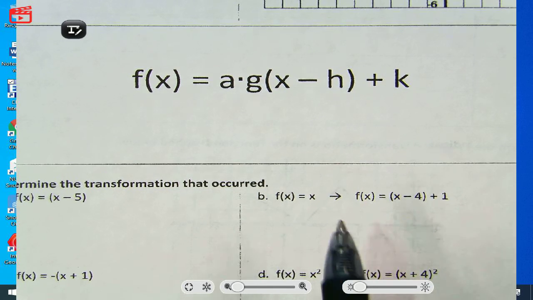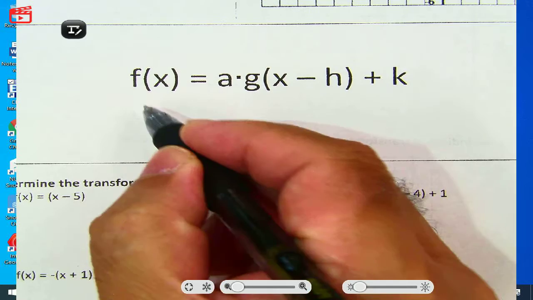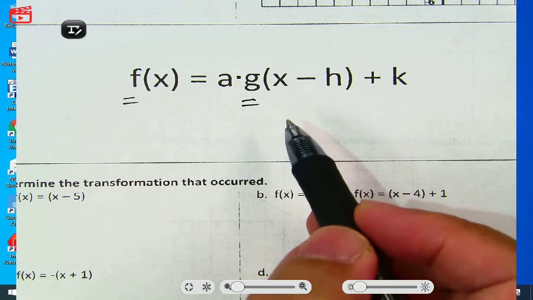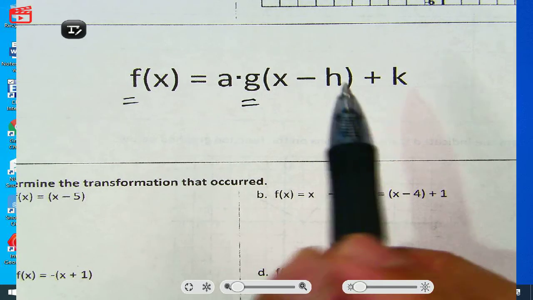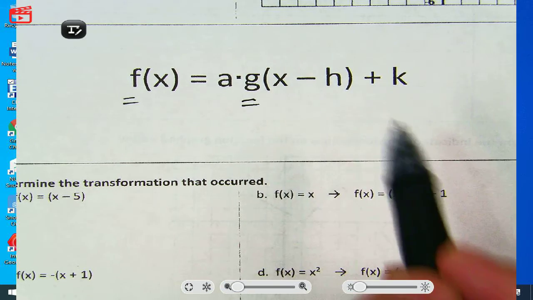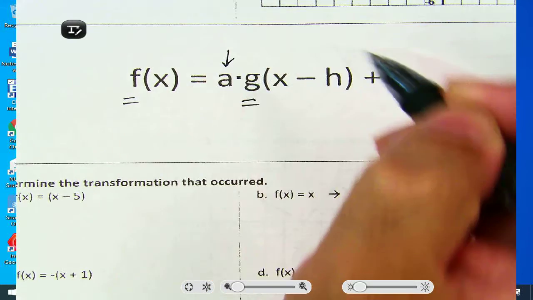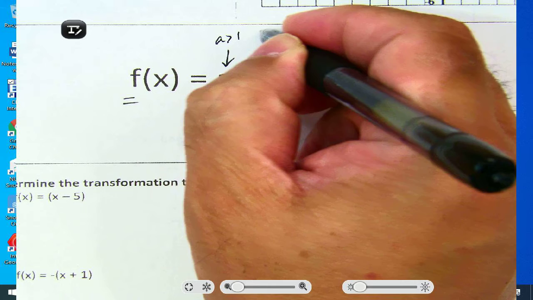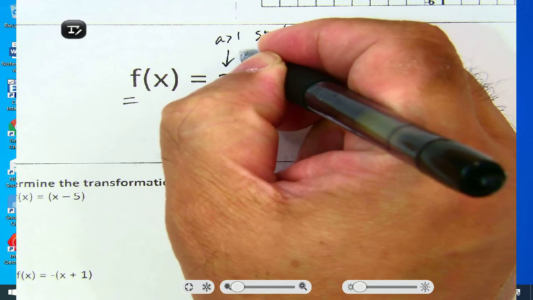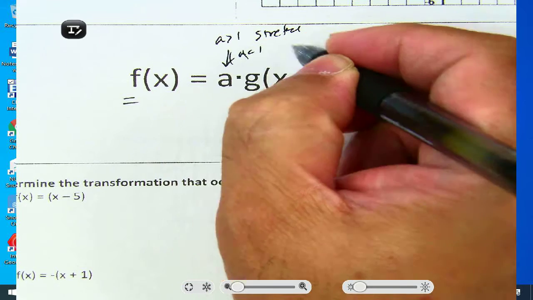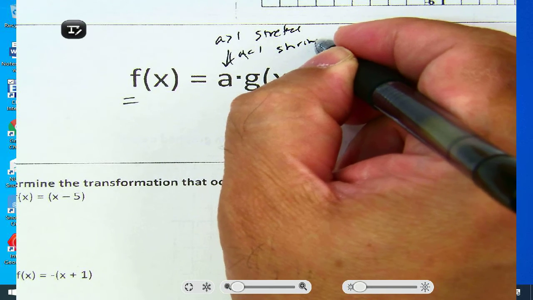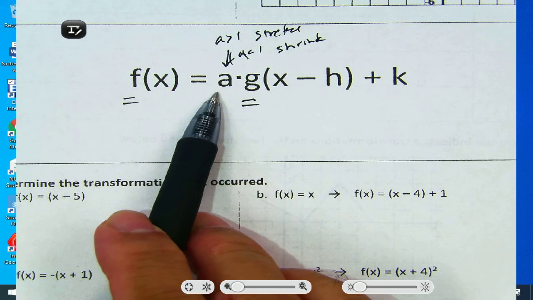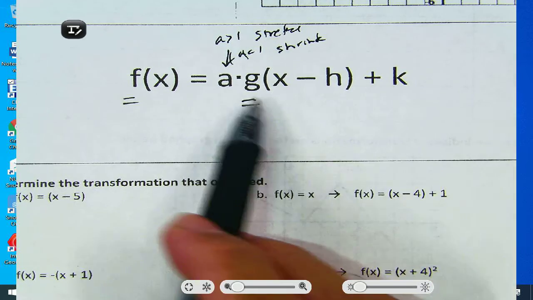Okay. So this is functional notation. F is the name of this function, and G is the name of the function that is being transformed. So A is the multiplier. Remember, if A is greater than 1, it was stretching. If A is less than 1 but bigger than 0, it was shrinking or compressing. But that's just the multiplier, right? If it's a multiplier of 2, you multiply the y values by 2, that sort of thing.